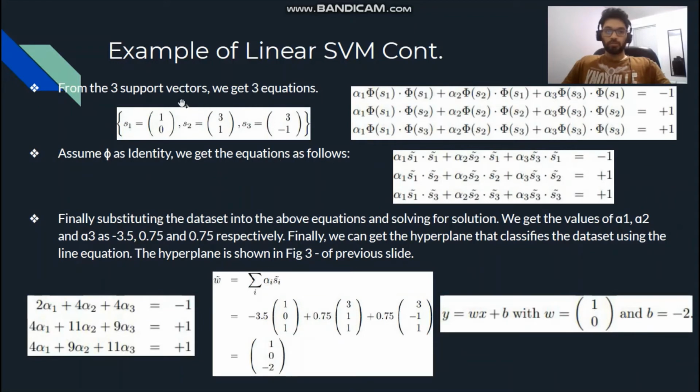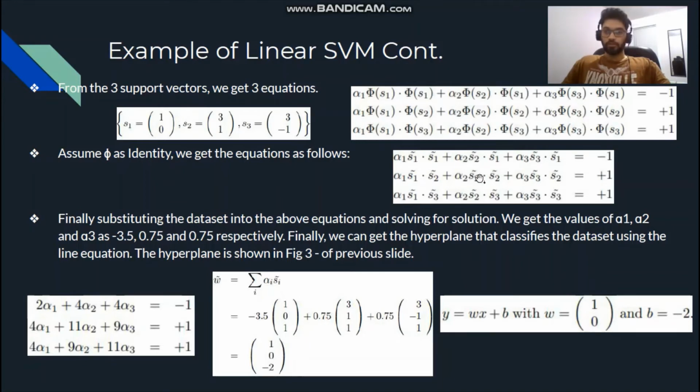So from these three support vectors, we get three equations, which are shown in this figure. The -1 and the +1s are the distances from the hyperplane. The -1 represents that we have one point which is on the negative hyperplane and 2 points on the positive hyperplane. Since our SVM is a linear type, we assume that the higher dimensional features represented by phi are an identity function. So we simplify that as 1.